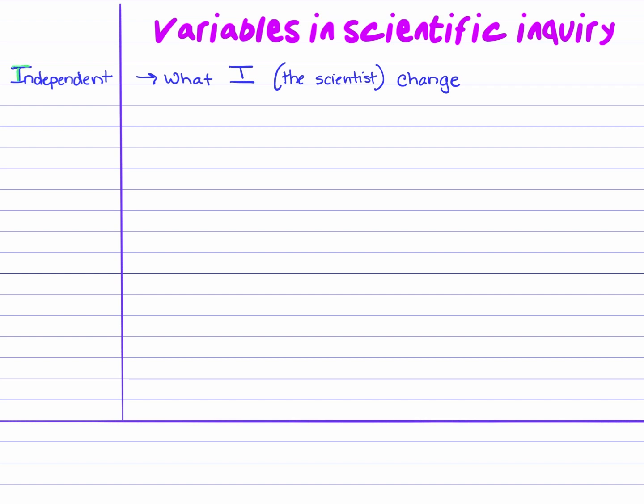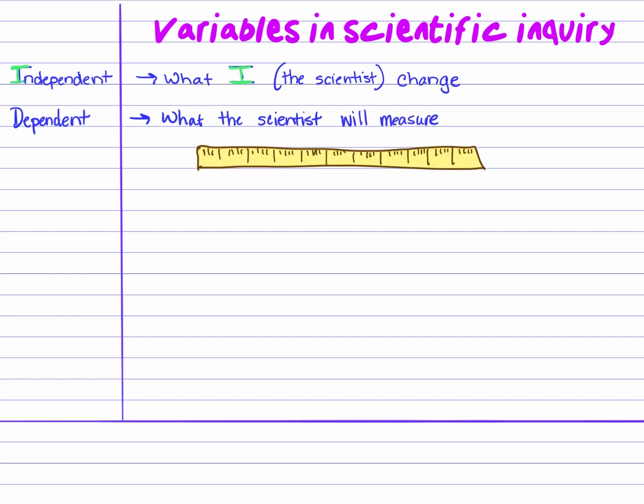Next, let's talk about the dependent variable. This is an important variable because it is what the scientist will measure. We will think about this variable as a ruler or meter stick, because every time we do an experiment, we have to come up with some data, and we need to be able to tell the difference between our data sets.